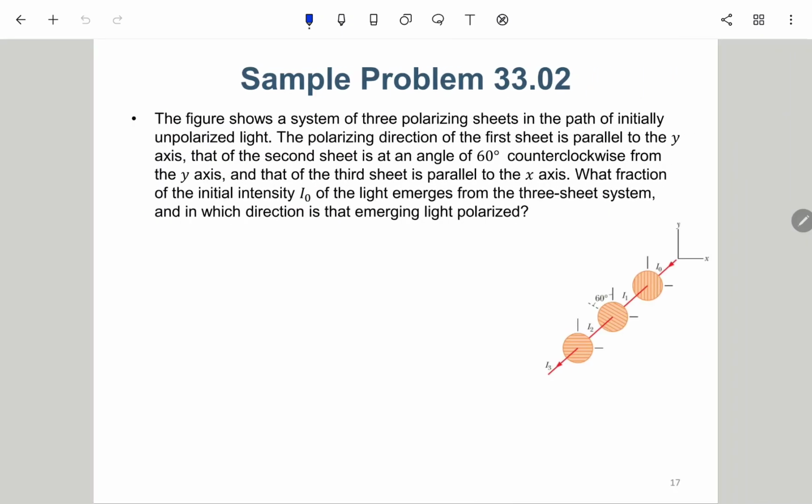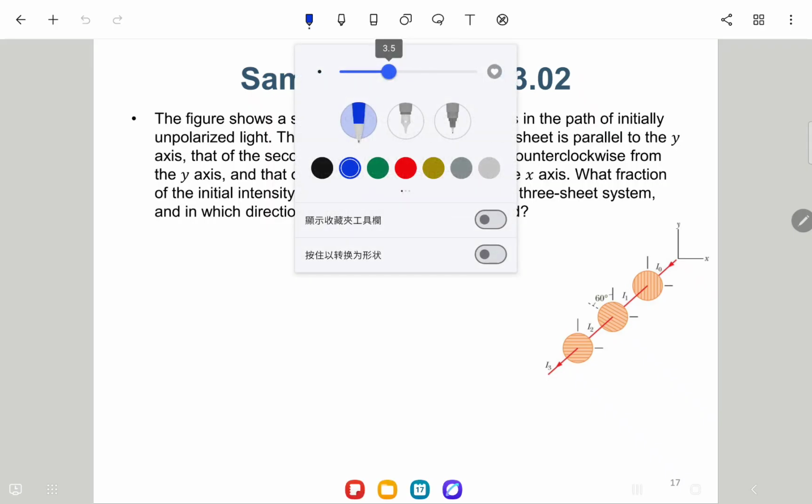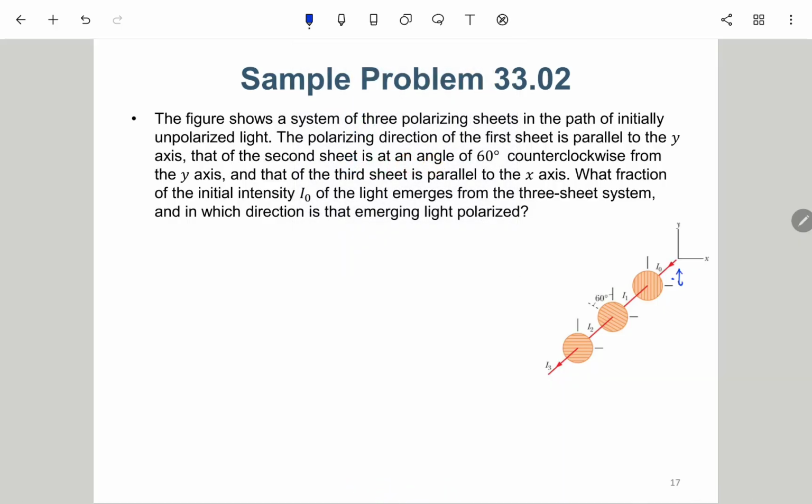So here's a sample problem. It says the figure shows a system of 3 polarizing sheets in the path of initially unpolarized light. So this part is unpolarized. Let me draw something like this to remind us. The polarizing direction of the first filter is parallel to the y-axis. So this is the y-axis, this is the x-axis. This is horizontal, and this is vertical.